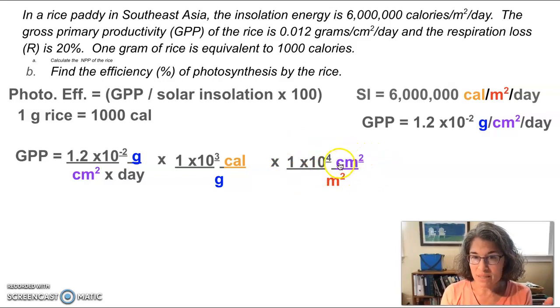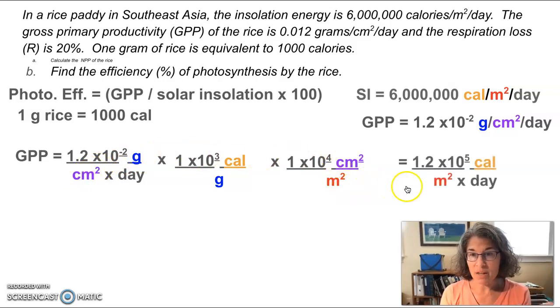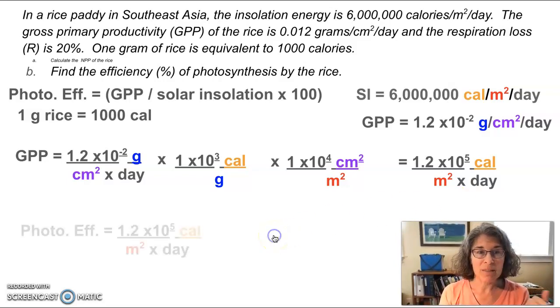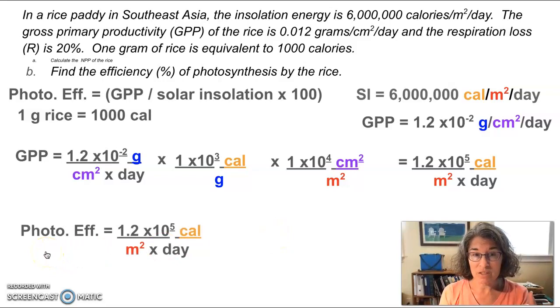Notice now my centimeters squared are in the numerator and the denominator, and those are going to cancel out, which means I'm going to have converted my GPP now into 1.2 times 10 to the fifth, so again, I multiplied across the top here, calories per meter squared per day. Now I can compare GPP and solar insolation because they are in the same units. So we can do the next step of our problem, and that is calculate our photosynthetic efficiency.